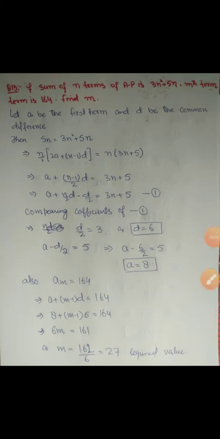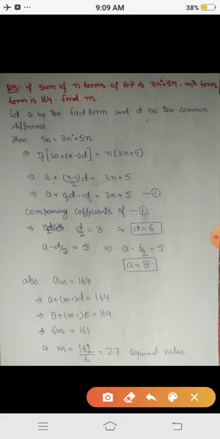Dear students, today we will continue this exercise 9.2, and question number 13 is: if the sum of the first n terms of an AP is 3n square plus 5n, and the mth term is 164, we have to find the value of m. So this means that the sum of the first n terms of any AP is 3n square plus 5n, and its mth term is given, we have to find the value of m.